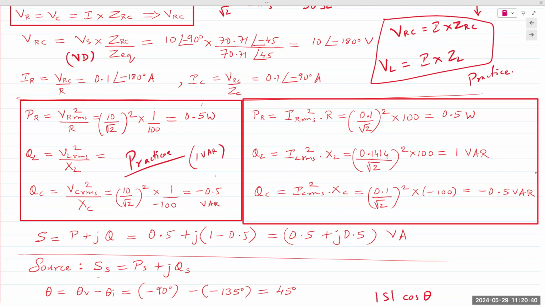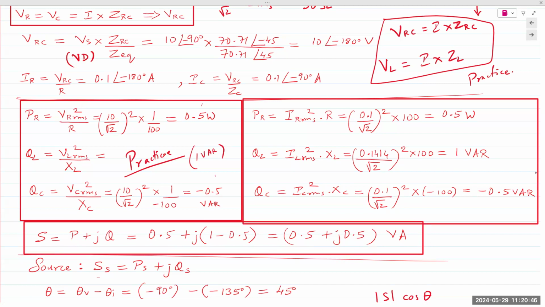And so once you have individual components, all you have to do is add them all up together and you have your total complex power delivered by the source, S, in the entire system.